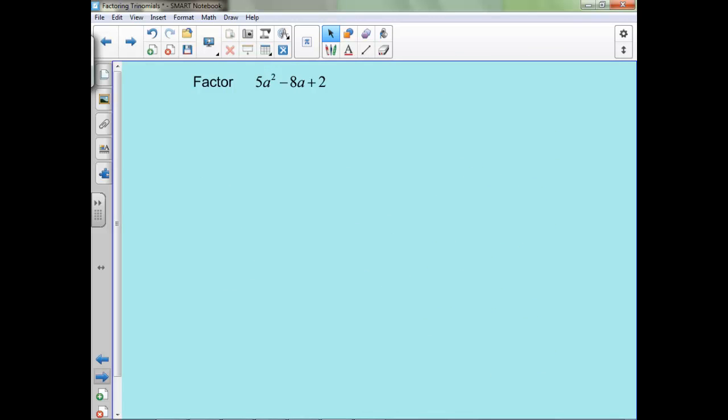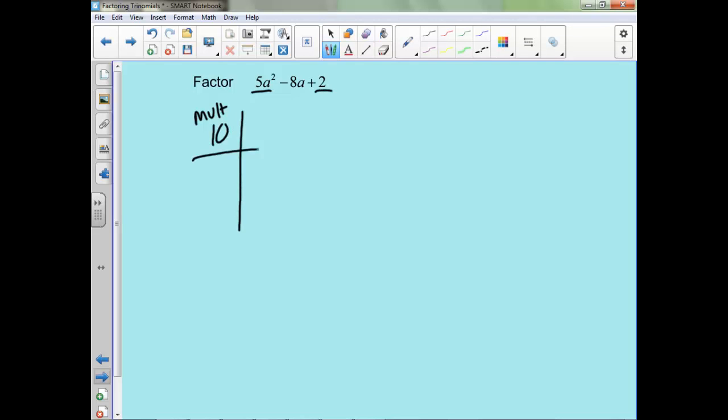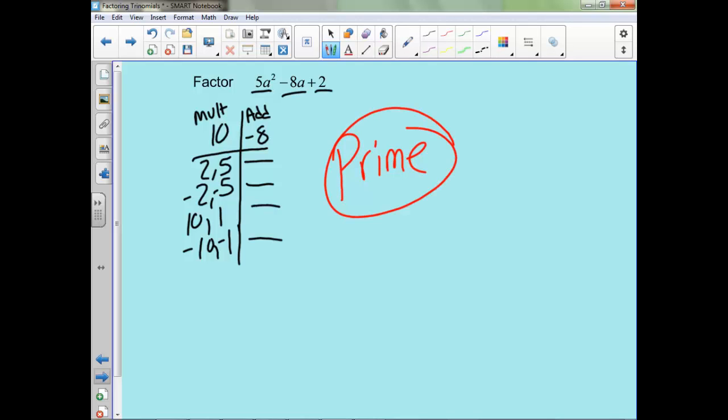Alright, let's look at this one. We need to multiply to 5 times 2, which is 10, and add to this negative 8. So, no. Well, those are the only options to multiply to 10. None of them work, so this one is also prime because it cannot be factored.